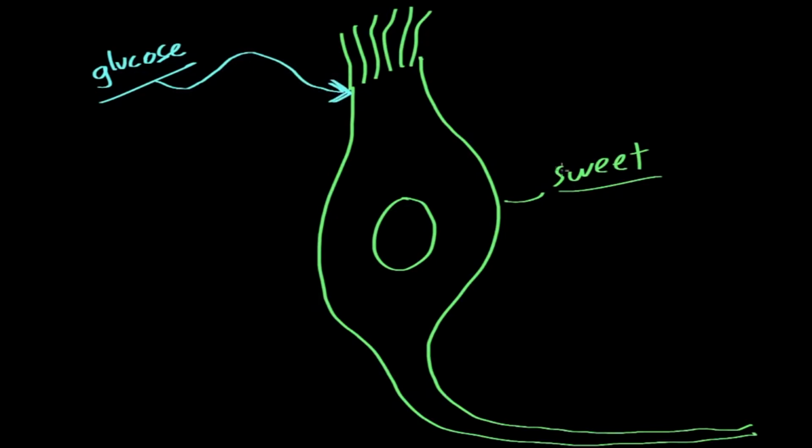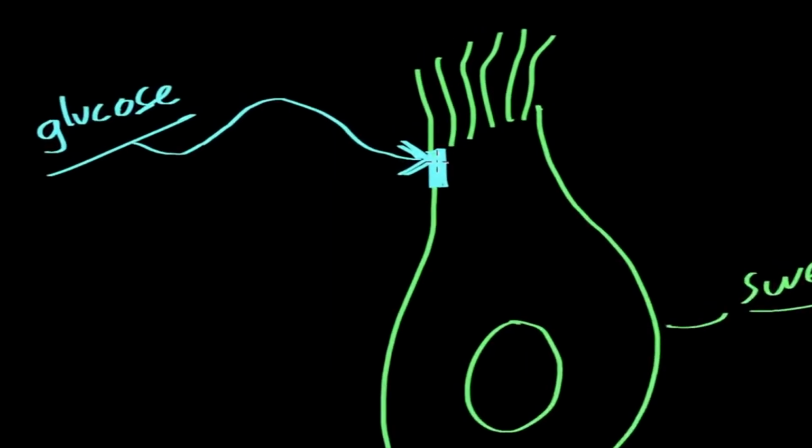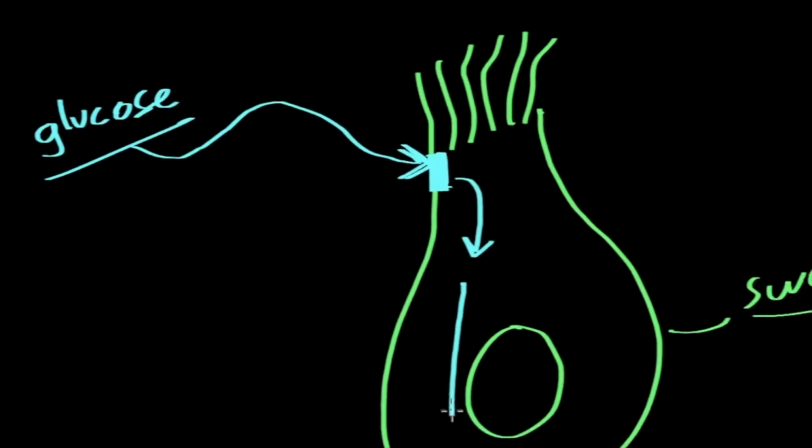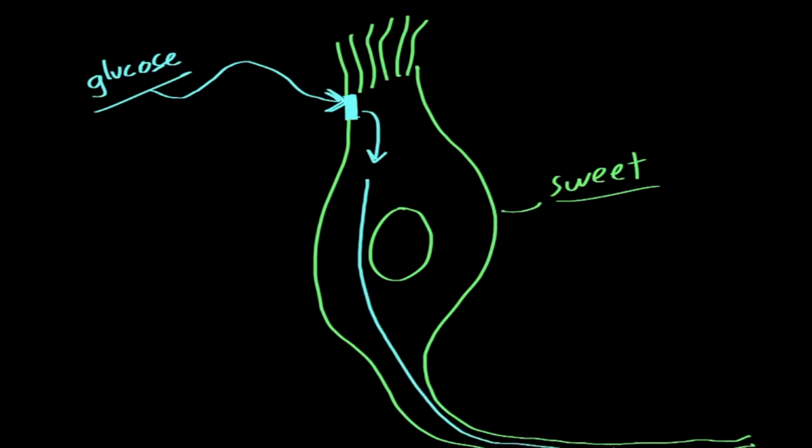And why is the cell sweet? Well, it's sweet because it actually has receptors in the membrane that are sensitive to glucose and other sweet molecules. So when the glucose binds to the cell, it triggers a cascade of events that eventually allows the cell to depolarize and send an action potential all the way down its axon and to the brain.